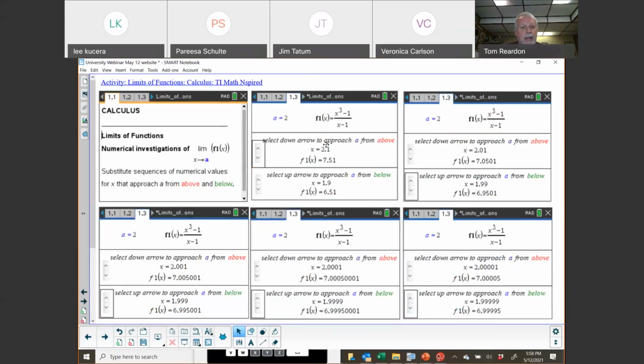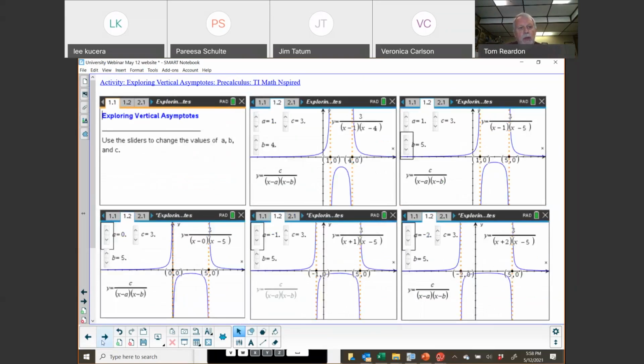And just a few more things: limits, some ideas on how you can approach limits, and there's actually an activity that does that for you. Vertical asymptotes, important to see those. We talk about those a lot.